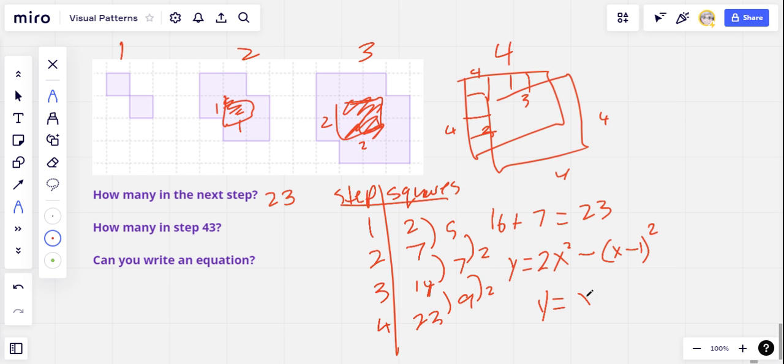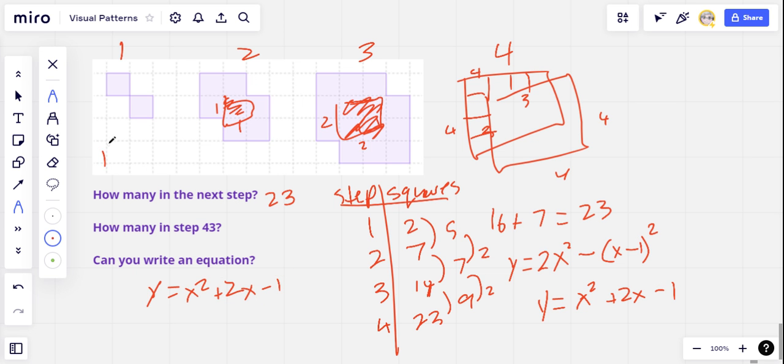If you FOIL that out, I think you'll get x squared plus 2x, and then minus 1, I think. Yeah, I think that's right. So y equals x squared plus 2x minus 1. So I'm going to write that down as my equation, but let's check it now that we have it. Does it actually work with what we have up here?